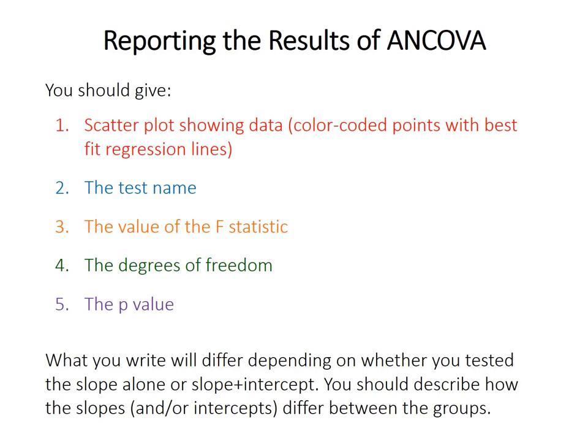You should also, of course, report the test name and the F statistic, the degrees of freedom, there are two of them for an F statistic, remember, and the p-value. And so if you tested two models, one for slope, and then if that was okay, you moved on to the intercept one, you will have an F statistic, degrees of freedom, and a p-value for each of those two models. You would want to talk about them one and then the other, or whichever one is relevant to the question that you're asking.